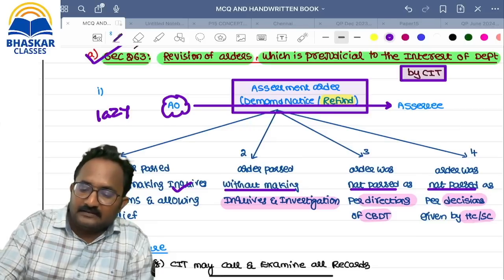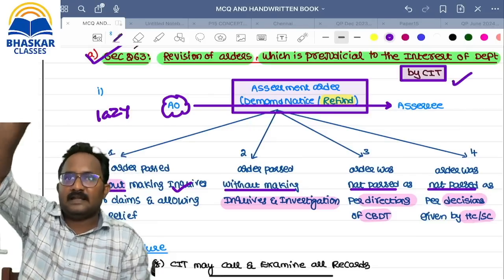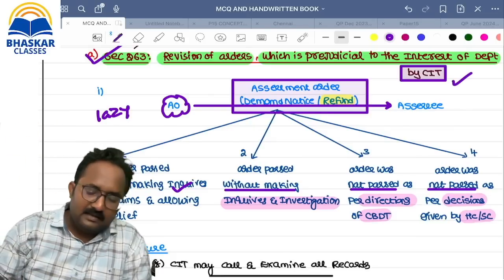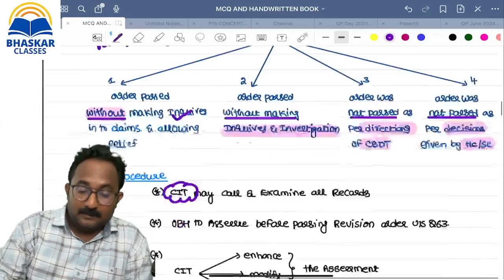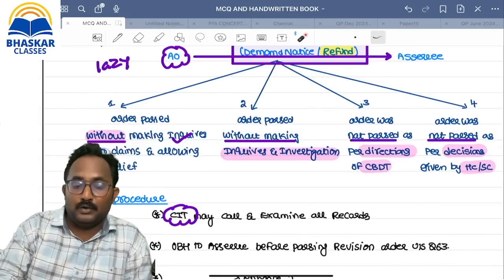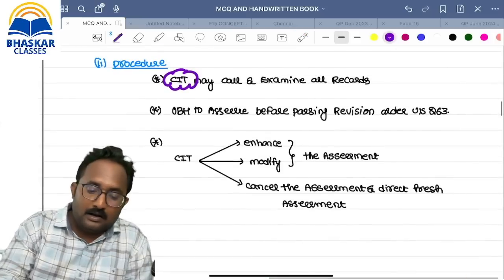Now, the AO passes this order. This order can be revised by his higher authority. The AO's higher authority is whom? CIT. Now, who can do the revision? CIT. CIT can call. Sir, previously you did not call for the records. You did not do any inquiry. Now your higher authority will call and examine the what, ma'am?